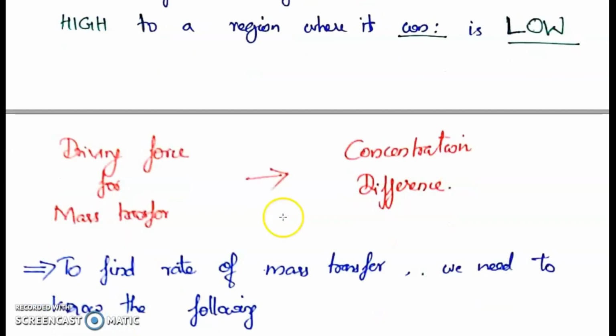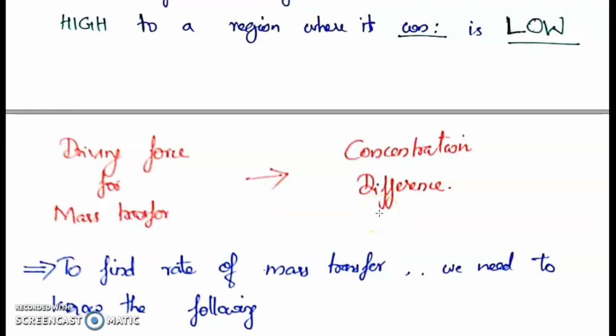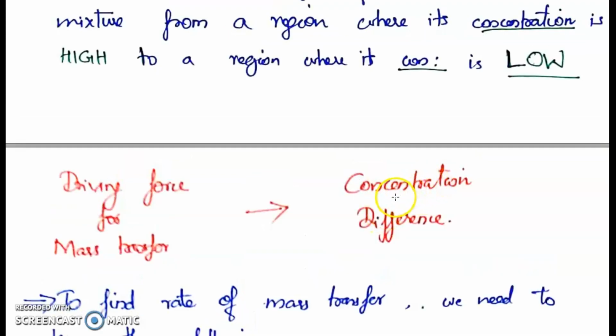The driving force required for mass transfer is concentration difference. I'll discuss more regarding this later, but for the time being, learn it like this. The driving force required for mass transfer is concentration difference, and transfer will occur from a region of higher concentration to a region of low concentration. This is actually analogous to water flow. Water will always flow from a region of high potential to a region of low potential energy.